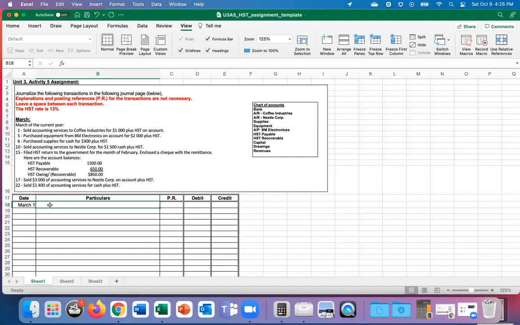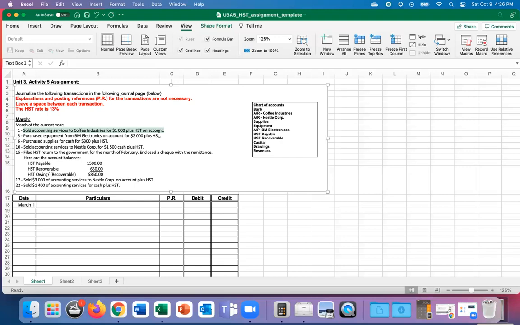The first thing I would do is look at the accounts that are affected in this transaction. So we'll read it. Sold accounting services to Coffee Industries for $1,000 plus HST on account. The first one that jumps out to me is Coffee Industries. That's the business that we sold our accounting services to. At the end it says on account, meaning they didn't pay us for our services immediately. They didn't give us cash for that.